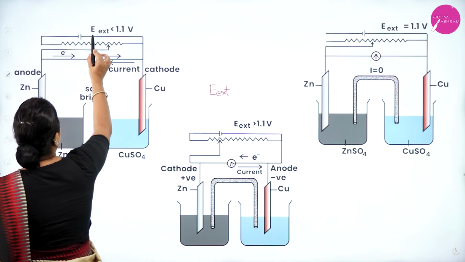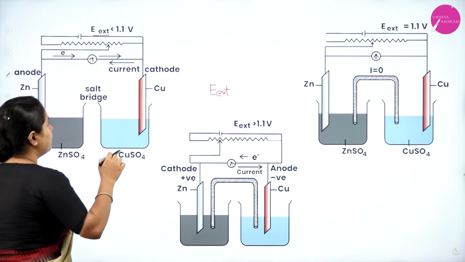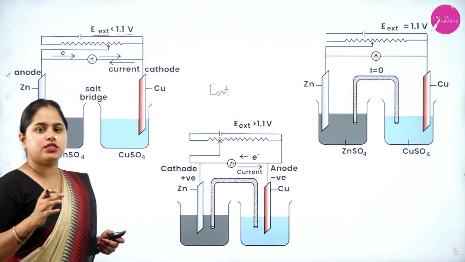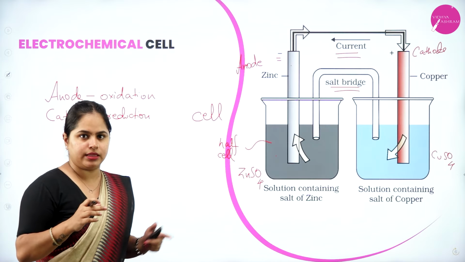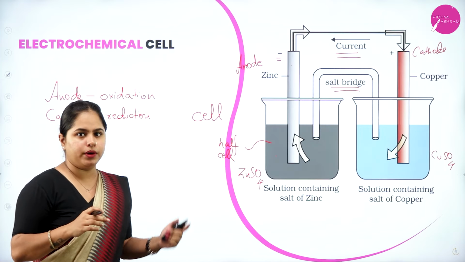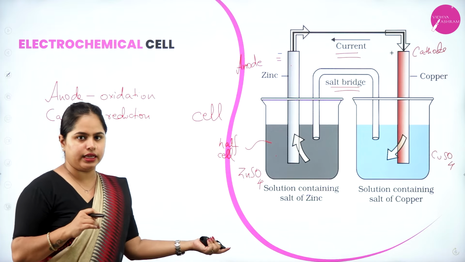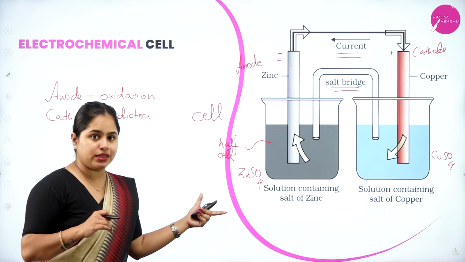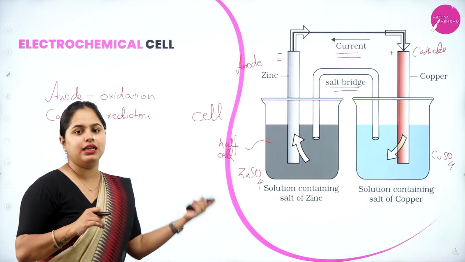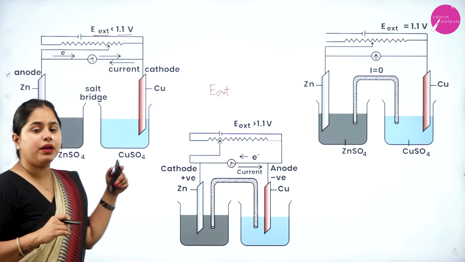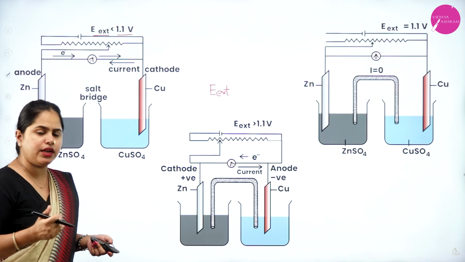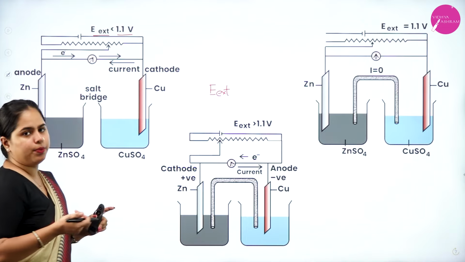Now if I am applying an external electricity from outside which is less than 1.1 volt. 1.1 volt is the electricity which is produced by this particular cell, that is zinc dipped in zinc sulfate and copper dipped in copper sulfate. This is called a Daniell cell, okay, or a galvanic cell. So the EMF which is produced by this particular setup or cell is 1.1 volt. So if I am applying an external EMF which is less than 1.1 volt, what is going to happen to the cell?